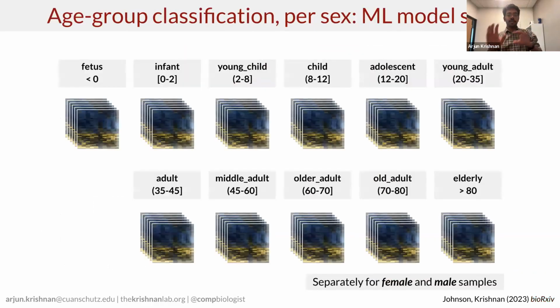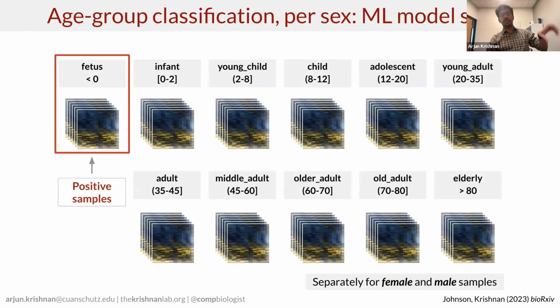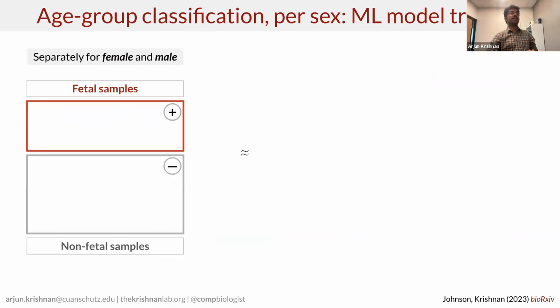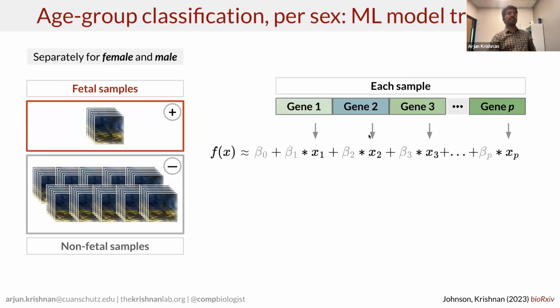Okay, so here is the most important part about the metadata. Age group prediction has always been very hard, but then Kayla has accomplished this pretty well. So what we do is take the human lifespan and divide it into 11 age groups. For example, I'll take fetus as an example. She would treat all these samples as positive examples, everything else as negative examples, and then train a machine learning model that essentially takes the gene expression profile of every sample as input, and then predicts whether the sample is the fetal age group or not.